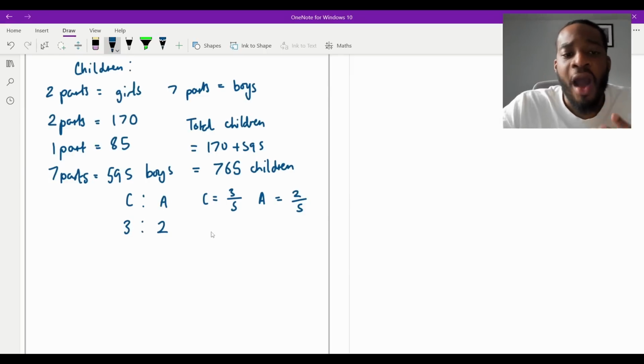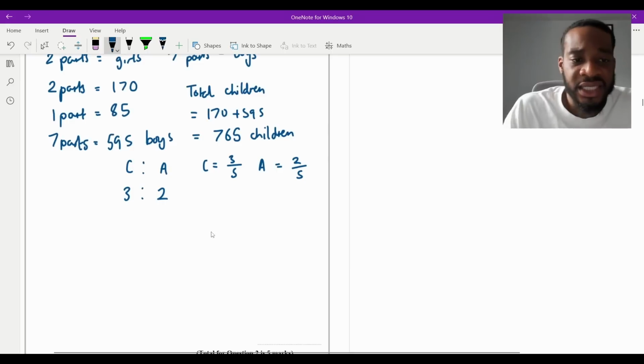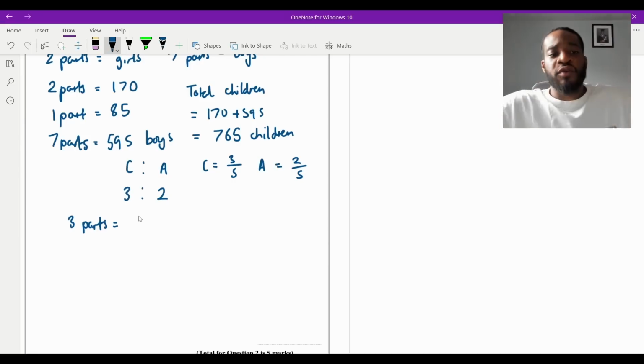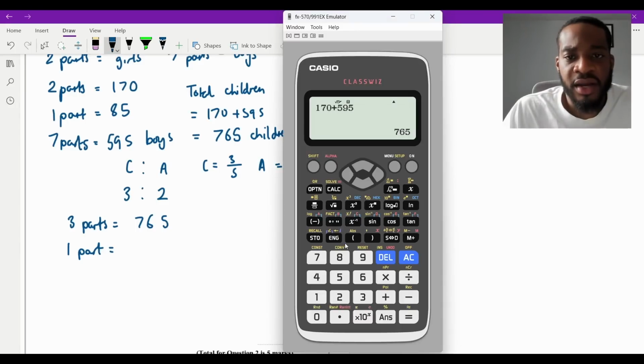Now, we know how many children there are. We've worked out there are 765 children. So what I can say now is that the 3 parts, which represents the children, right? So there's actually 2 ratios in this question. The ratios for the children, boys and girls, and the ratio for the people. So the 3 parts must equal to 765. And then that will allow me to calculate what one part is, just by dividing that by 3. So I put it in my calculator. 765 divided by 3 is equal to 255.